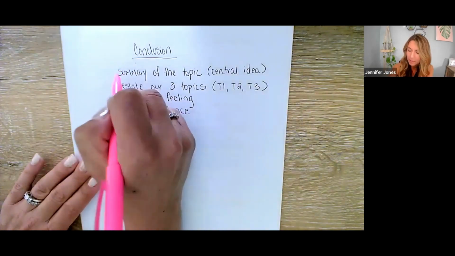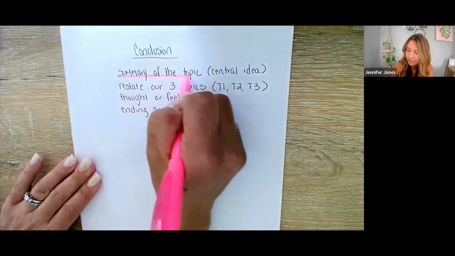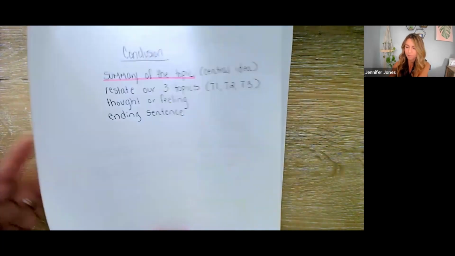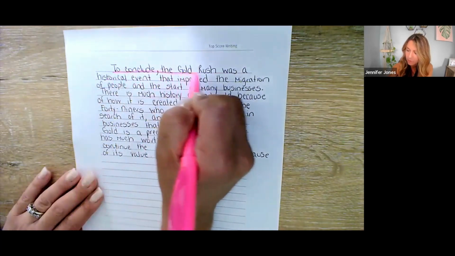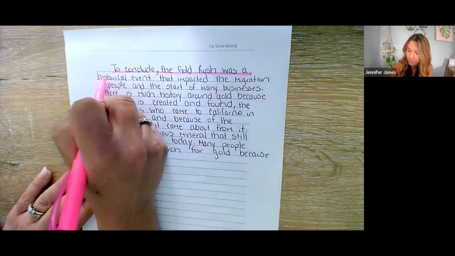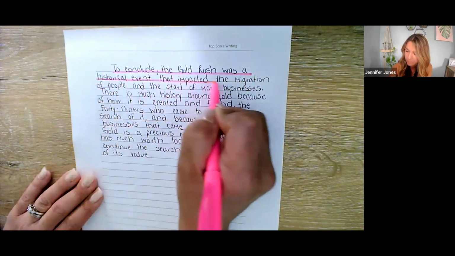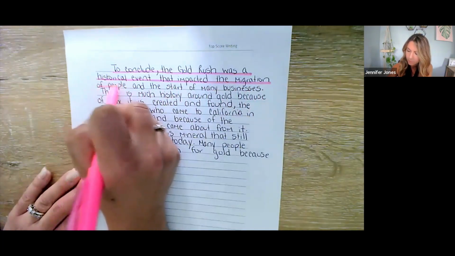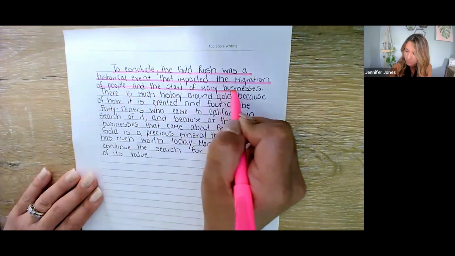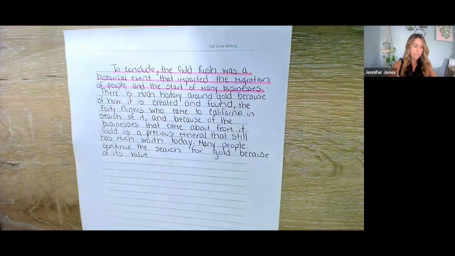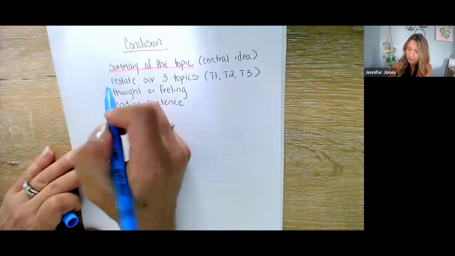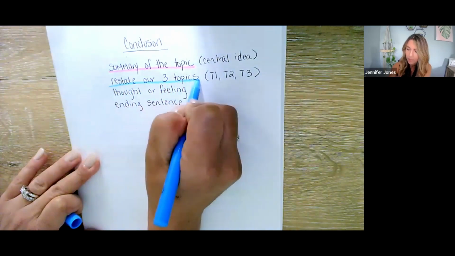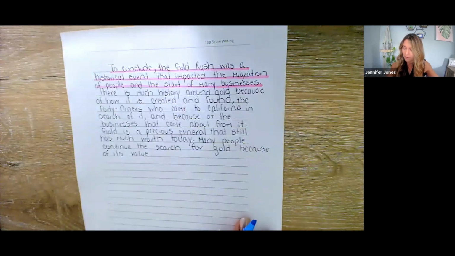I'm going to begin by highlighting my summary in pink. So that is the very first sentence. I'm going to underline that sentence instead of going through it with my highlighter. All right. Now the second part of our conclusion is going to be where we restated our 3 topics. So let's go back and highlight that part in our conclusion.